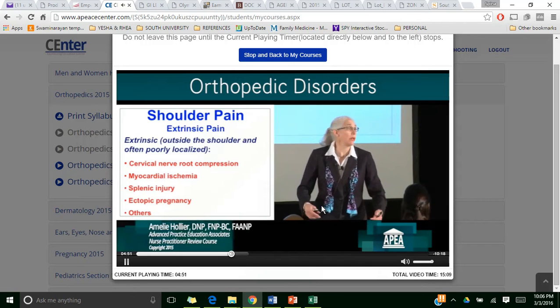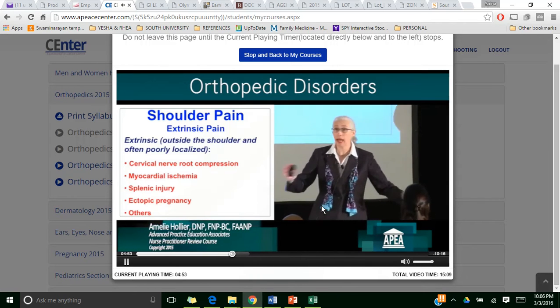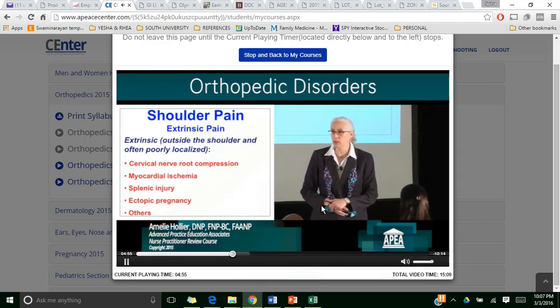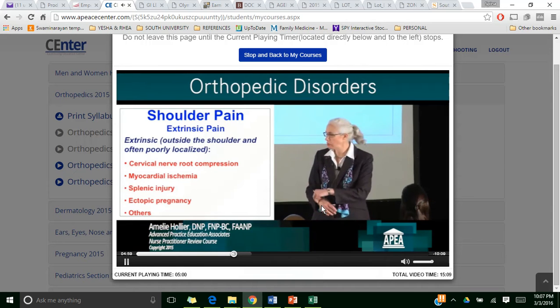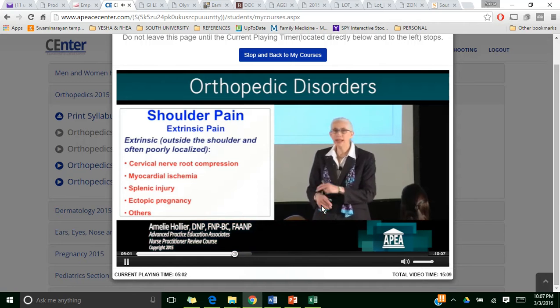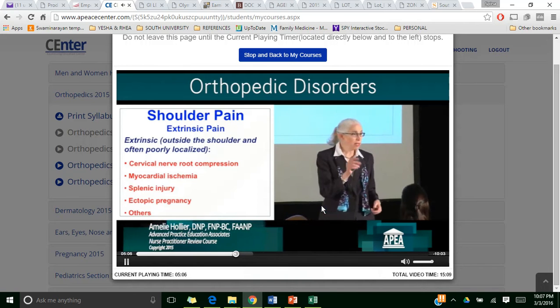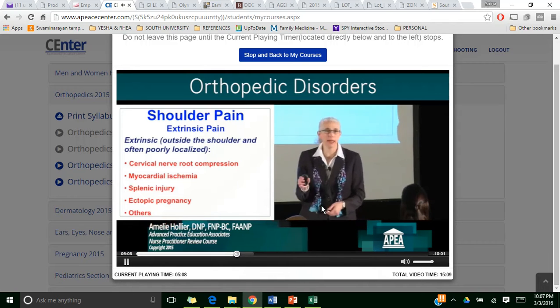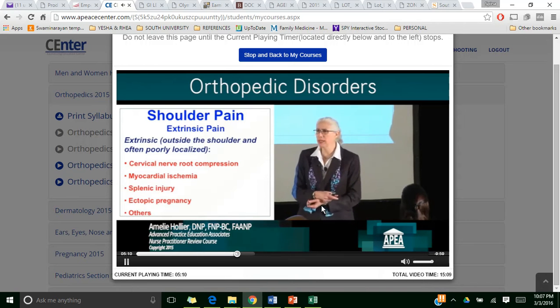The point is, pain in the shoulder can be extrinsic. And your clue that it is extrinsic is that you can't reproduce it, all right? If you can't reproduce pain, you got to stretch your differential and think of something else. Everybody with me? Let's talk about tendinitis or epicondylitis.